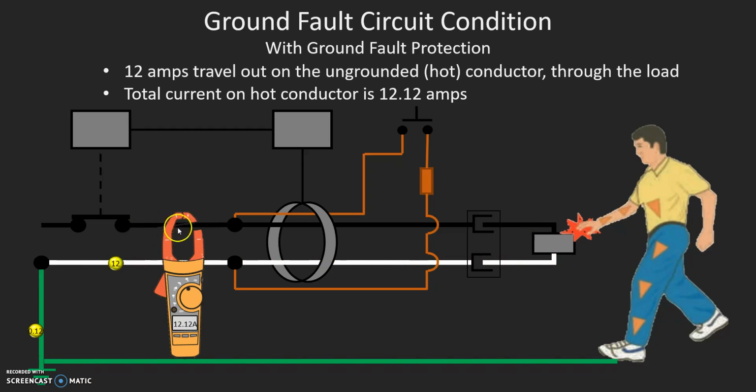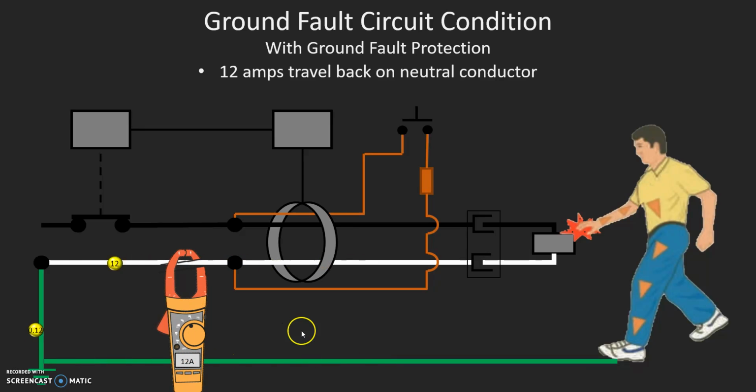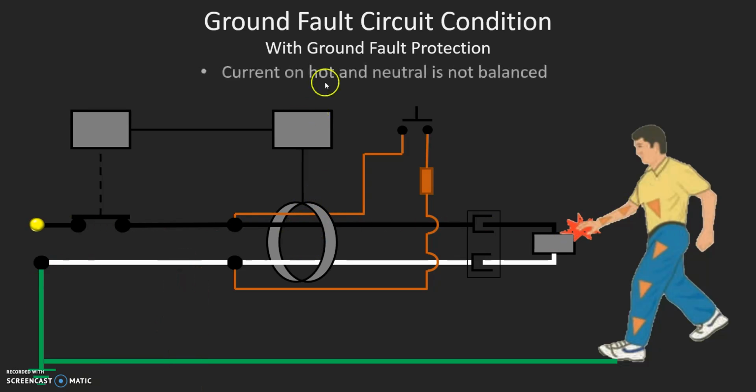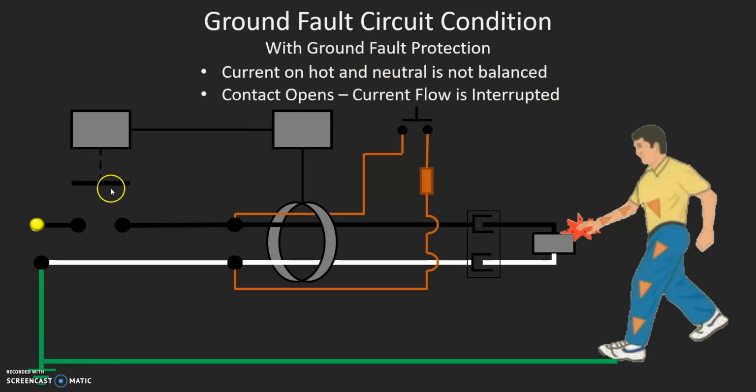So now we have 12.12 amps on the hot, but guess what? Only 12 amps is returning on the neutral. So now we have an imbalance going through this coil here. So that GFI is going to sense that, right? Current on the hot and neutral is not balanced. Our contact is now going to open and actually kill power to the circuit. It's going to do that very quickly also.